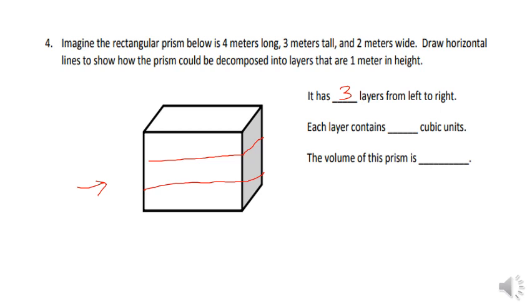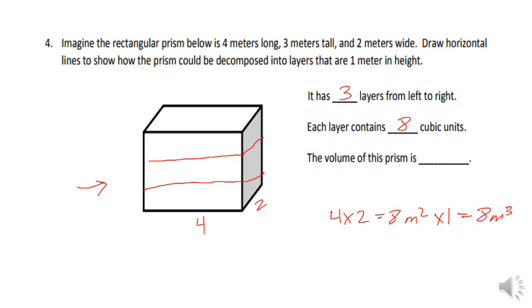Each layer is going to have to contain blank units. Well, let's see. It was 4 long and 2 wide. So that means, since I'm looking for the area, that'd be 4 times 2. It'd be 8. Each layer contains 8 cubic units. And when we did 4 times 2, that was 8 meters squared, that was area. But it was times 1 level. That made it 8 meters cubed.